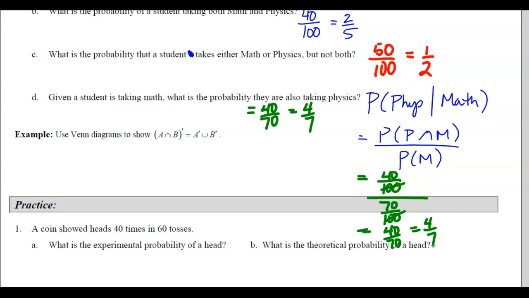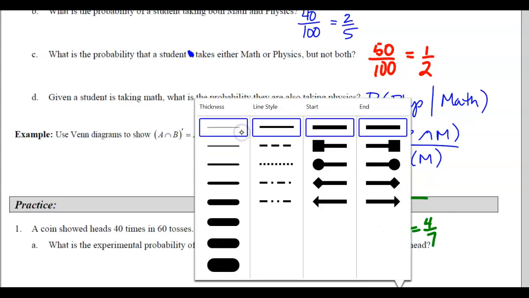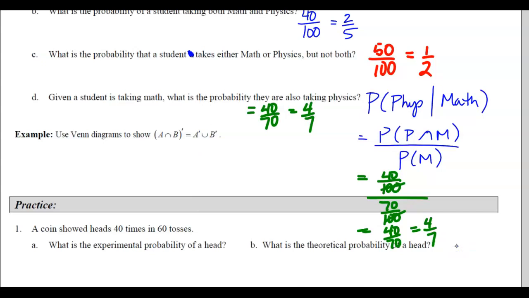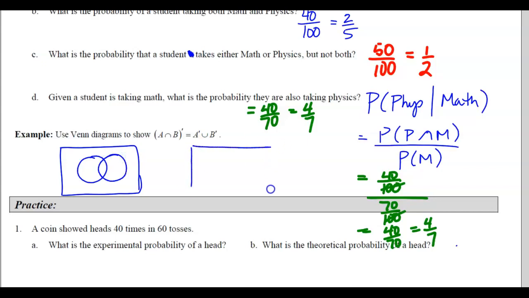All right, and then the last one, again, is Venn diagrams, just to show. Remember we talked about the complement, that prime symbol means the complement. Use Venn diagrams to show that the complement of A intersect B is equal to the union of the complement of A and the complement of B. So with Venn diagrams, we're going to do 2 of them. We're going to assume that they are non-mutually exclusive. So there's the sets that overlap. This would be A, this would be B.